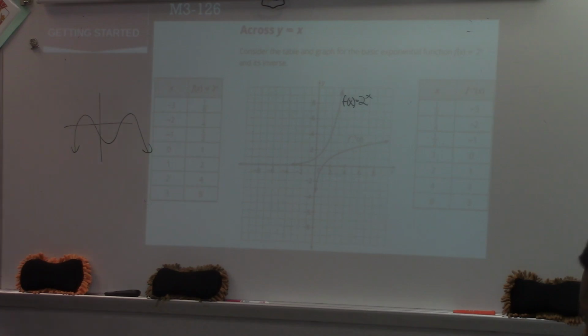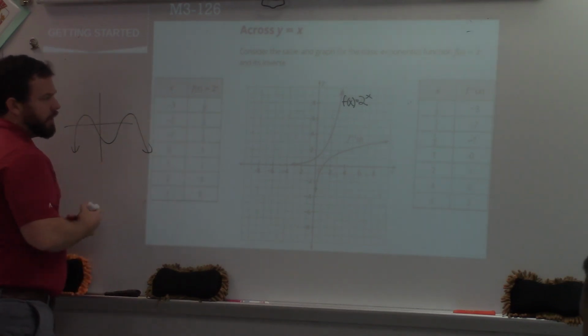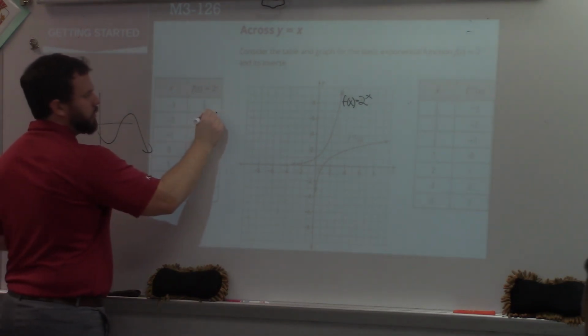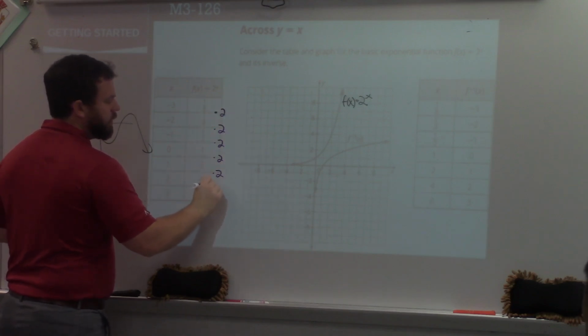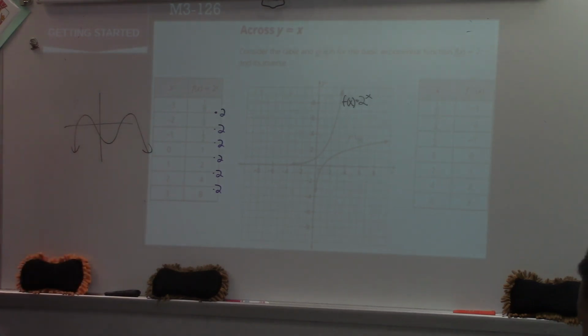What's the last reason I know f of x is exponential? The rate of change. What's happening in that table for that rate of change? Multiplying by 2. That's that constant factor times 2. Constant repeated multiplication. So we know there's an exponential function from the very beginning. We got it algebraically, we got it tabularly, we got it graphically. We want to see all those connections to master these ideas.